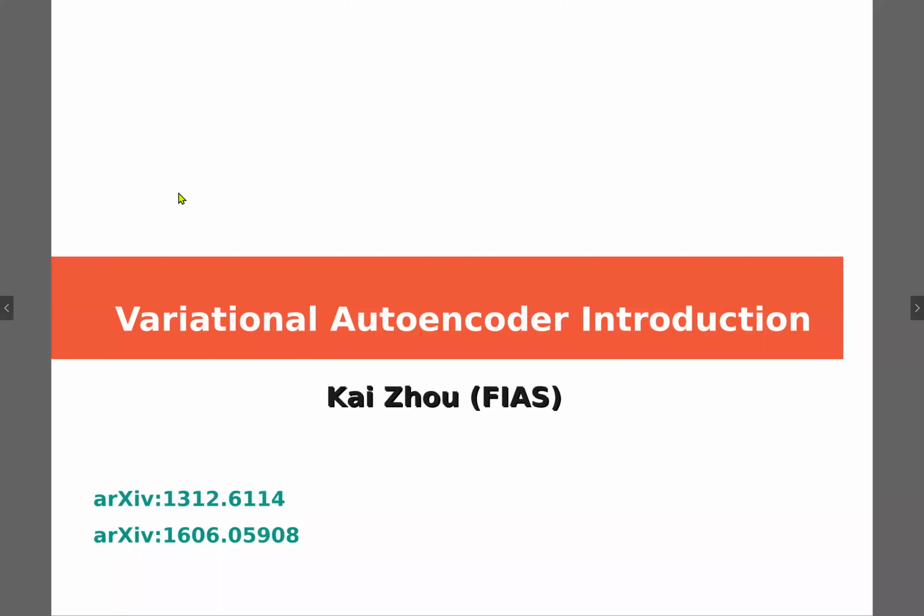And variational autoencoder is kind of adding some probabilistic spin into this architecture. And by adding this probabilistic point of view, we can focus more on the data distribution.